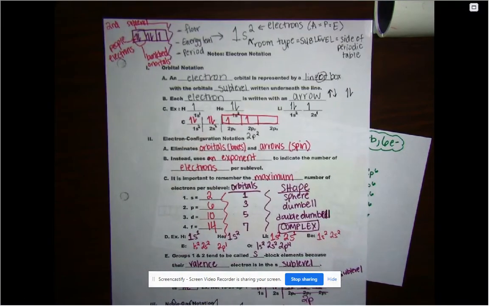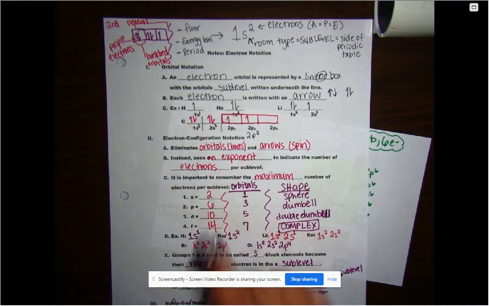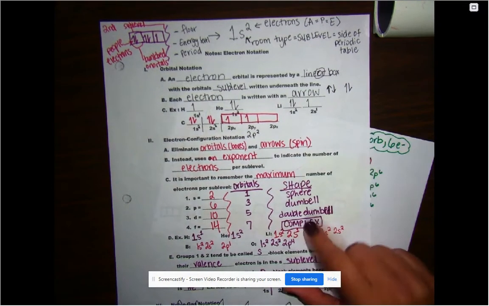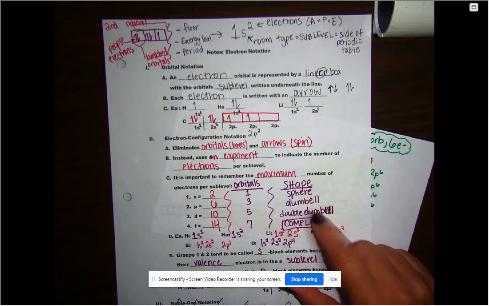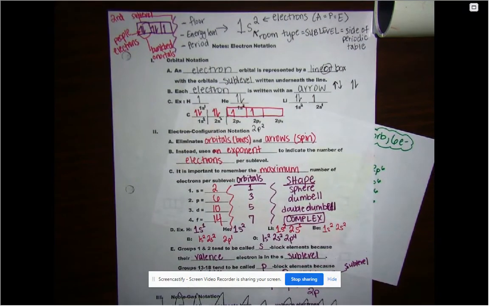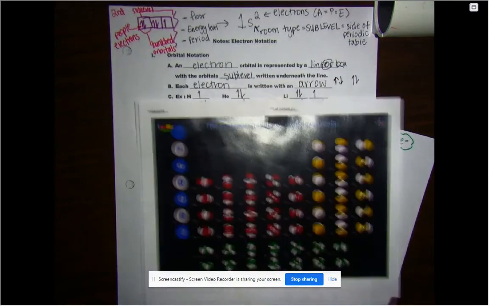We finished these notes yesterday, right? So we reviewed all that. We went over the orbital diagram. We talked about the different shapes: sphere versus dumbbell, dumbbell, and then complex, meaning it's a lot. And so we got to look at these pictures to see those actual shapes.